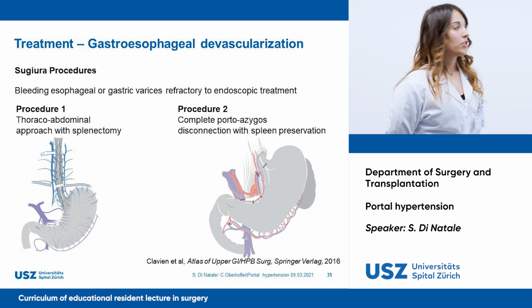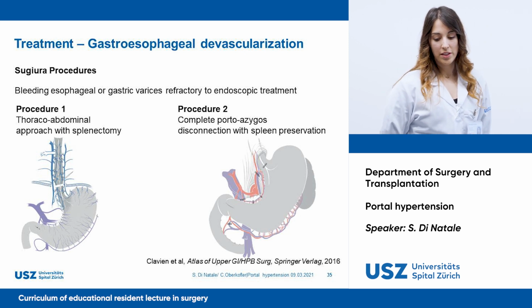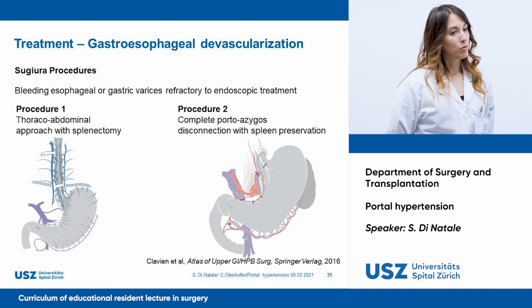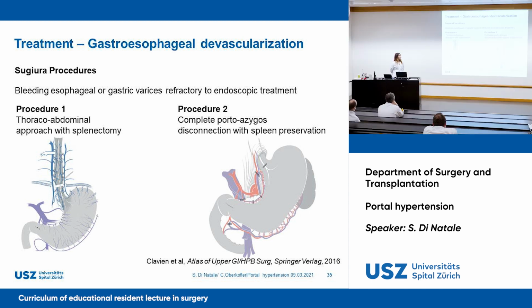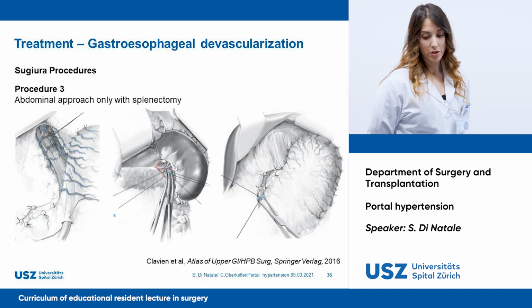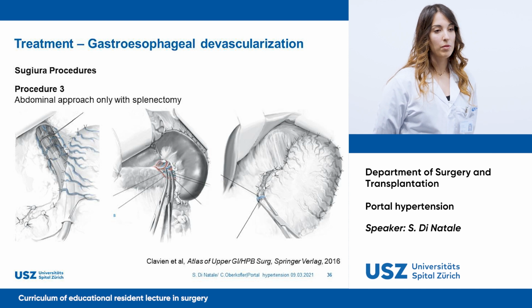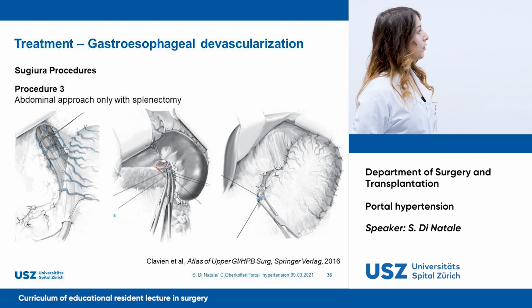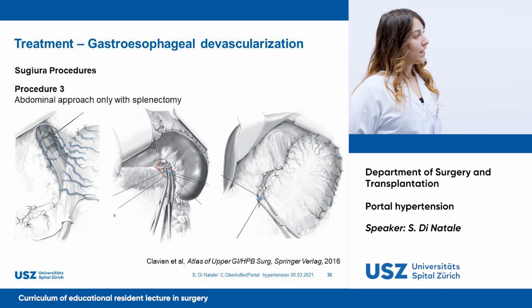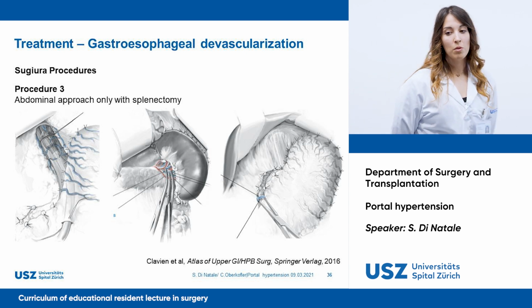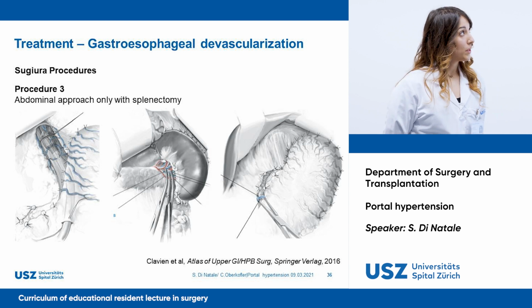The first procedure, let's say the original procedure, is the thoracoabdominal approach with splenectomy, seen on the first image. The second is a complete portoesophageal disconnection, but with spleen preservation, seen on the second image. And the third procedure is an only abdominal approach with transection of the esophagus, seen on the first picture, splenectomy on the second picture, and ligation of the left gastric vein, completing the procedure on the third picture.